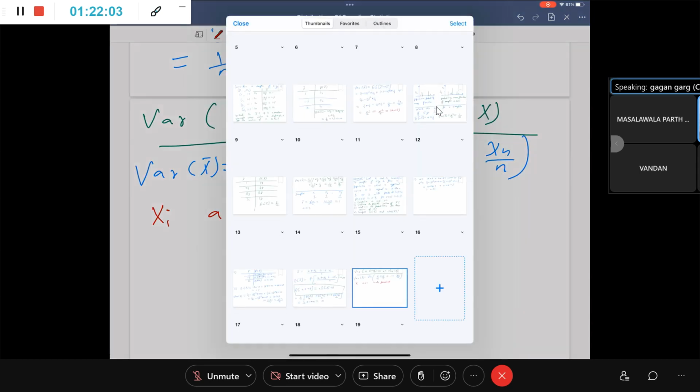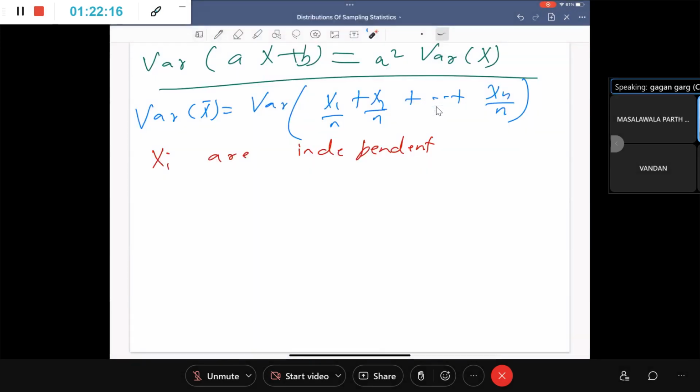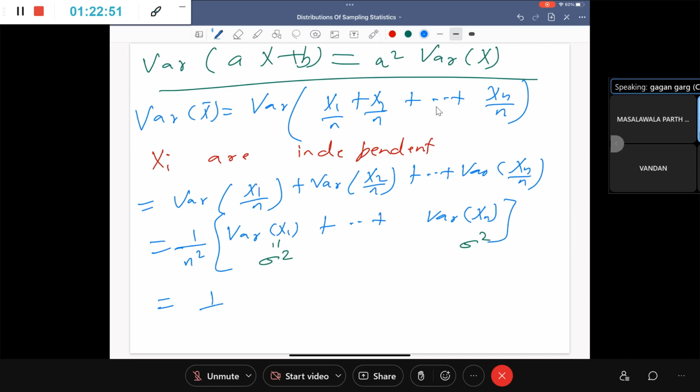We said that in the beginning when we were defining this: X1 to Xn are independent random variables. So what does this mean? That means we can write it as variance of x1 by n plus variance of x2 by n plus ... plus variance of xn by n. 1 by n square comes out: 1 by n square times (variance of x1 plus ... plus variance of xn). Each of these is equal to sigma square. So this becomes 1 by n square into n into sigma square, which is sigma square by n. This completes the proof of the theorem that we had verified using various examples.